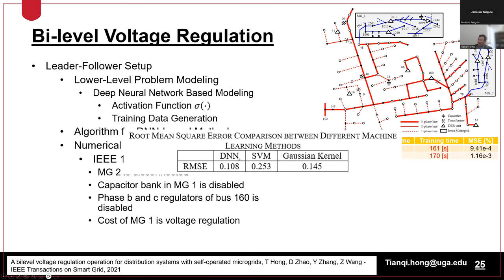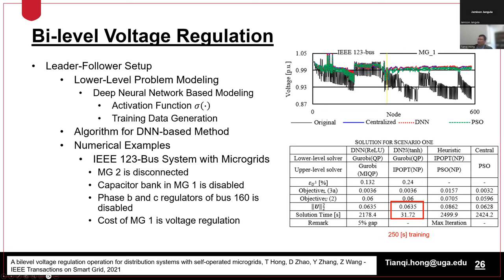So here are the solution results. We compare the proposed method with many different other solutions. The first is comparing the ReLU-based activation function with the hyperbolic tangent-based function. And we also compare with heuristic search and a centralized method. According to the solution metrics, we can see that the hyperbolic tangent-based method offers a good result in voltage deviation minimization, and the solution time of this method is also minimal. Even when we consider the total training time here, the solution time is still acceptable for solving such a complex problem compared with the other candidates.